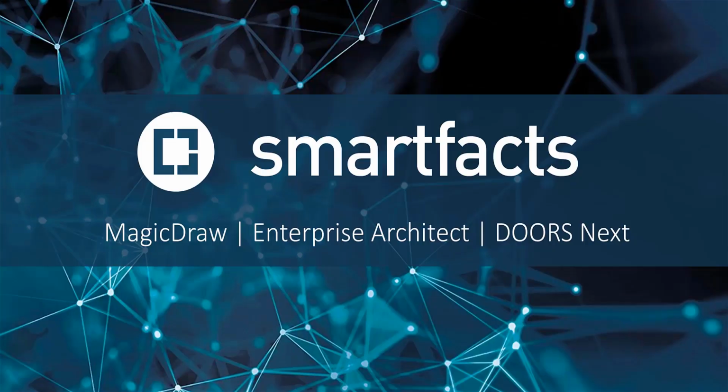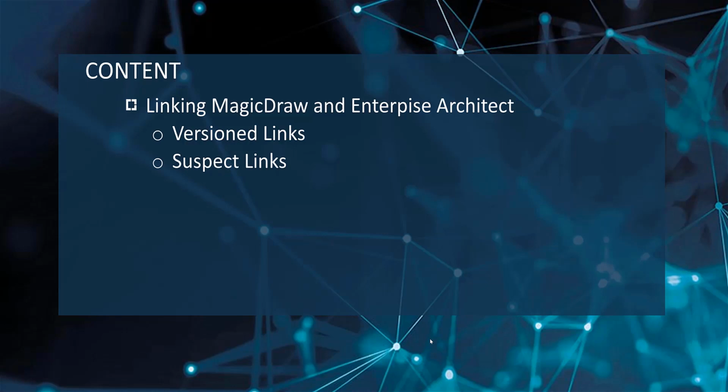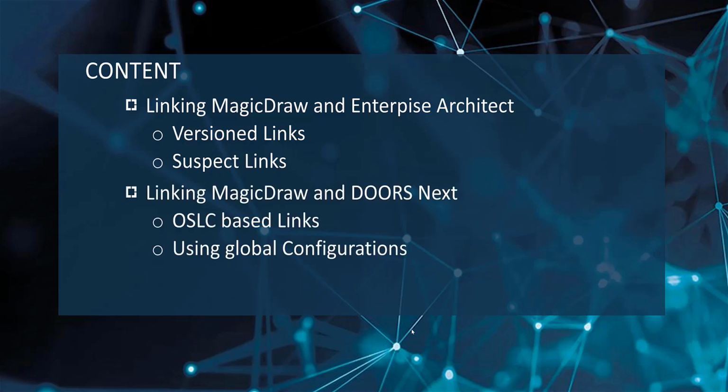So welcome to this talk on link management between MagicDraw, Enterprise Architect, and Doors Next. So what's on our list for today? In the first part, I'll be talking about linking MagicDraw and Enterprise Architect. We'll look at version links and how the suspect link mechanism works in Smartfacts. In the second part, I'll be talking about linking MagicDraw and Doors Next. We'll be using OSLC-based links, and we will look at global configurations.